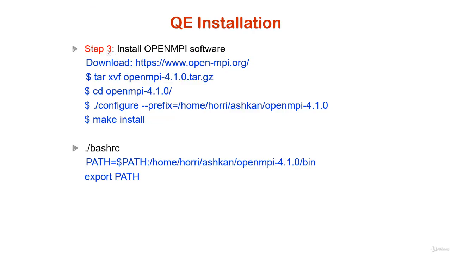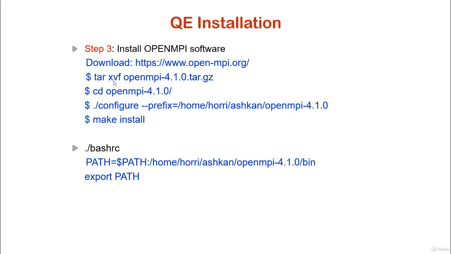The third step is to install OpenMPI software. This software enables you to use all the CPU cores available on your PC. We should go to this website and download its file. Then in terminal environment, I write these commands.